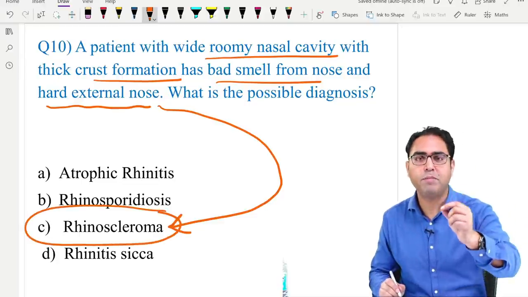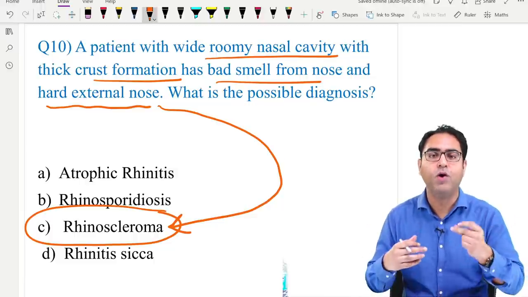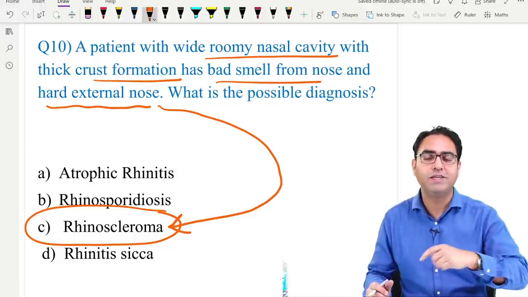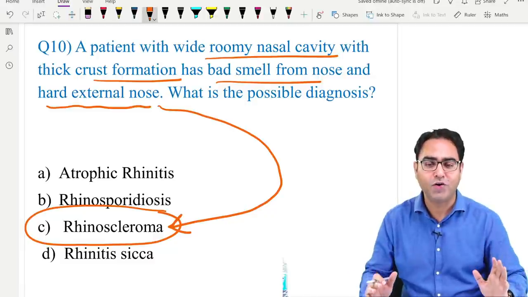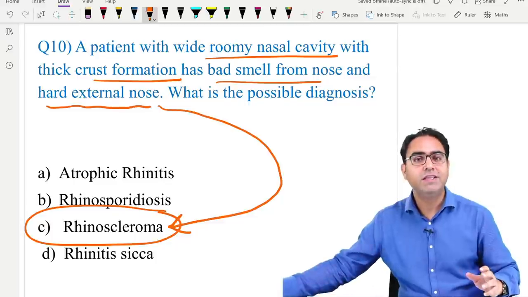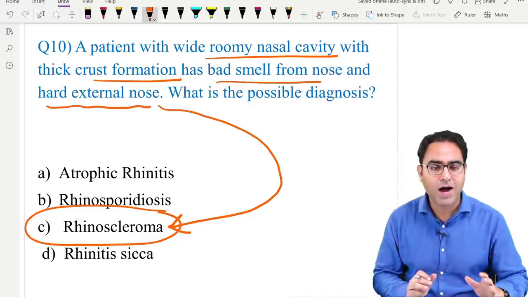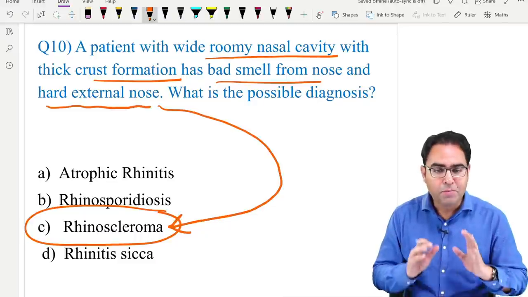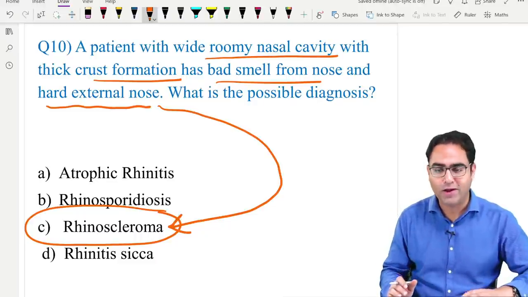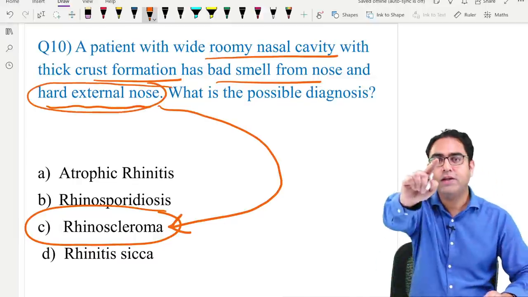This is the biggest mistake people make in the NEET PG. They get so happy reading the words, oh, roomy nasal cavity, oh, crust formation, bad smell, 100% atrophic rhinitis. No, no. This is not atrophic rhinitis. This is actually a case of rhinoscleroma, beta. Don't mark atrophic rhinitis. Please mark rhinoscleroma, beta. Don't make this mistake. Hard external nose, beta. Hard. Atrophic rhinitis never has a hard external nose.